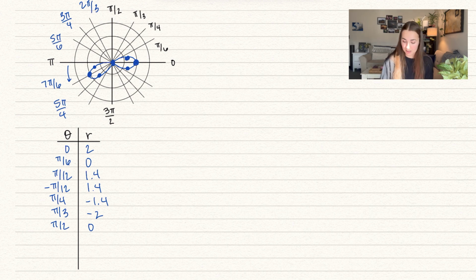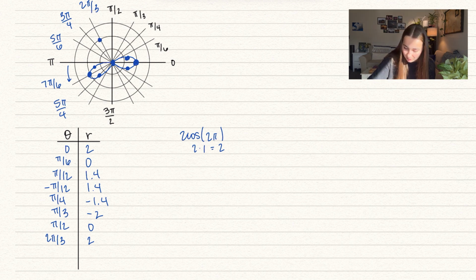So let's go ahead and plug and chug. Let's start off with 2 pi over 3. This one's nice to plug in. We get 2 cosine of 3 times 2 pi over 3, which is just cosine of 2 pi. Cosine of 2 pi is just equal to 2 times 1, which is equal to 2. So that is going to be our last petal. It's going to be the longest length we can get to. So we got out a value of 2.